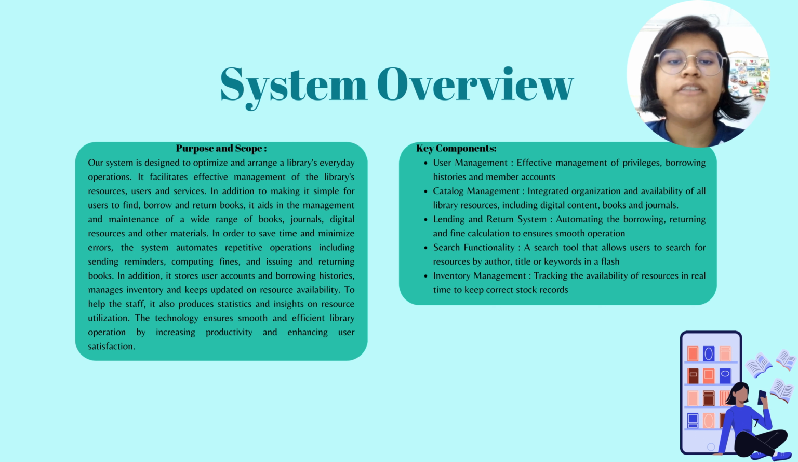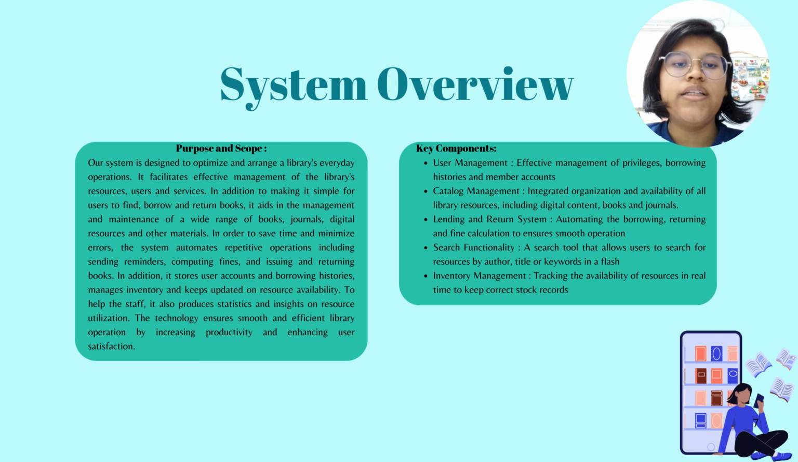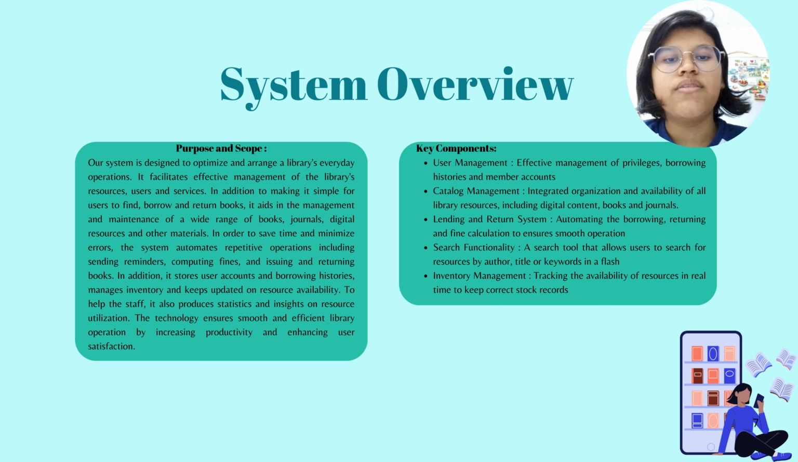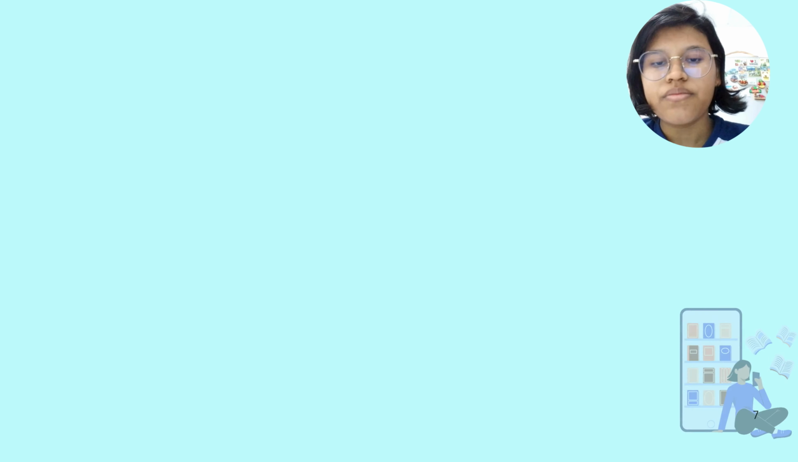Next is search functionality: a search tool that allows users to search for resources by author, title, or keywords in a flash. Lastly is inventory management, tracking the availability of resources in real time to keep correct stock records.